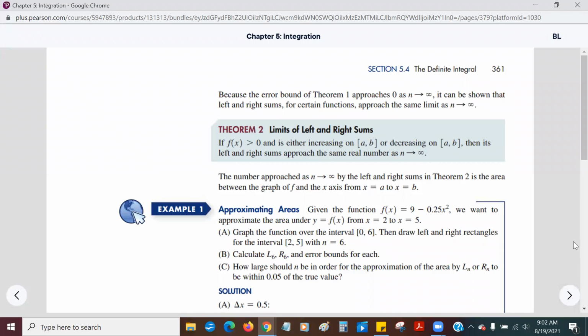Now I'm doing a whole bunch of theory, and then we'll get to some examples. I'm going to finally get to example 1. But one more thing.